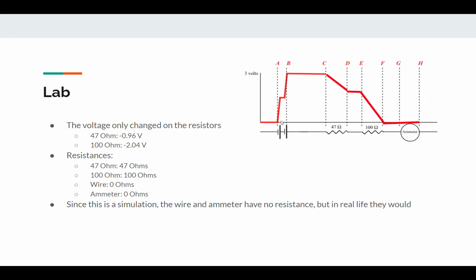So that sounds right. And then I went through and calculated the resistance, and of course, since this is a simulation, it came out to be exactly 47 ohms and 100 ohms. But in real life, the wire and ammeter would have a resistance, but this is a simulation.